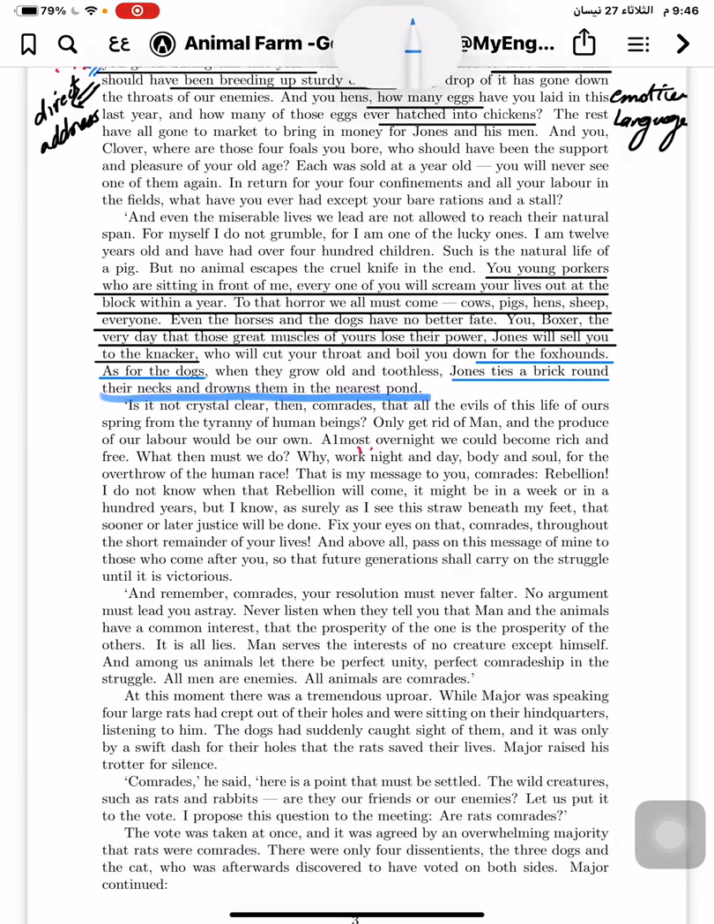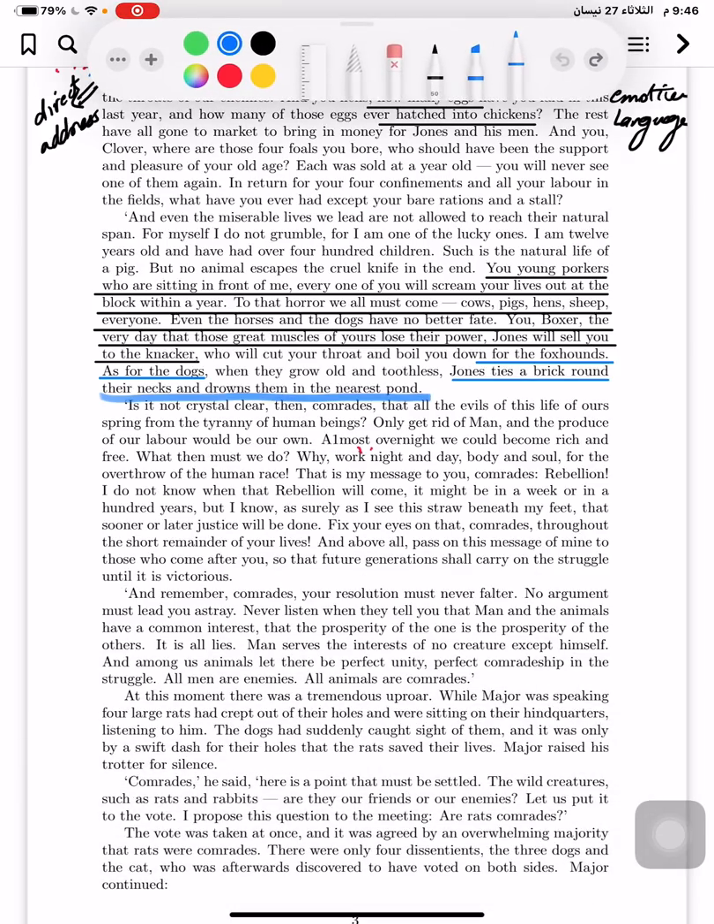So after this long introduction in the Major's speech, the second part is primarily concerned with giving the direct lines of how to make a revolution. So we have a series of rhetorical questions. All of them are directed towards the tyranny of human beings. He starts just this way: "Is it not crystal clear then, comrades, that all the evils of this life of ours spring from the tyranny of human beings?"